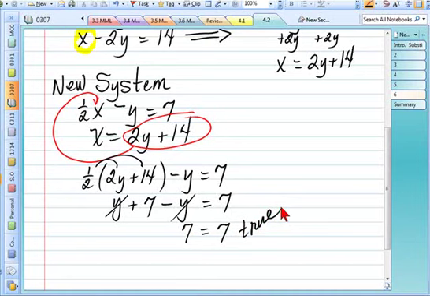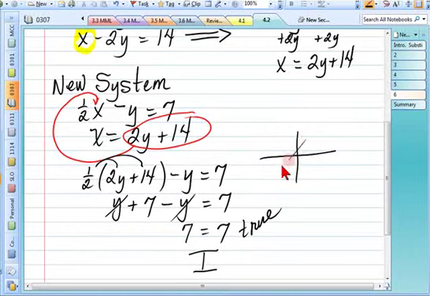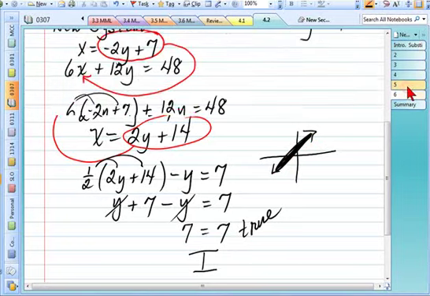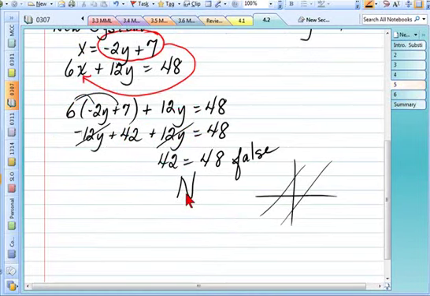And if it's true, that means that these lines intersect anytime 7's equal to 7. Well, 7's always equal to 7. So this is infinite solutions. Graphically, although you don't see it, but graphically what's going on is that these two lines are really the same line. They intersect at all of their points. So if the variables drop out, if you get a true statement, you've got infinite solutions. If you get a false statement, you've got no solution.